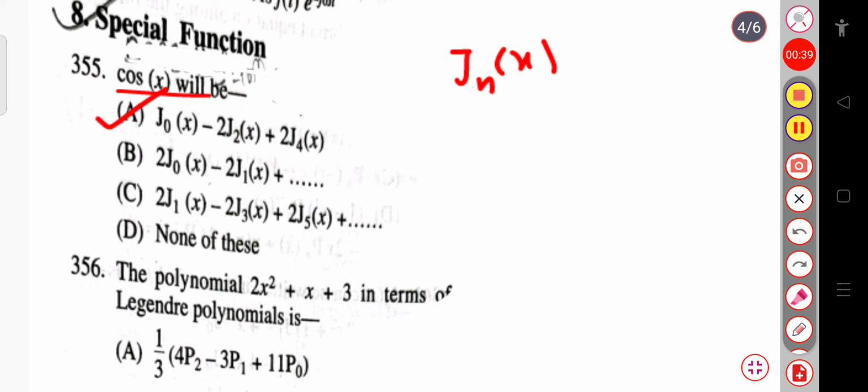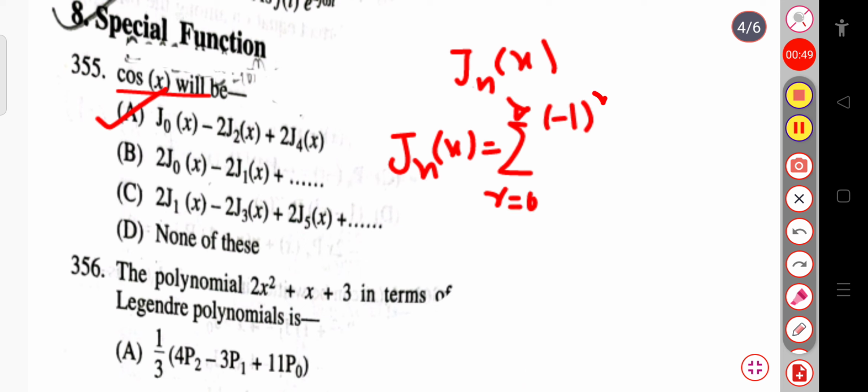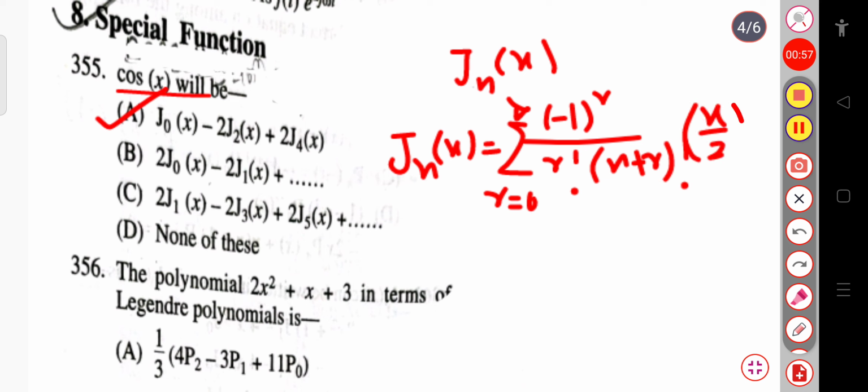Okay, because you can represent this Jn of x as the sum over r equal to 0 to infinity of (minus 1) power r divided by r factorial into (n plus r) factorial, into (x by 2) power n plus 2r. This is the basic representation of the Bessel function. So you can write cos x as J0 of x minus 2 J2 of x plus 2 J4 of x.